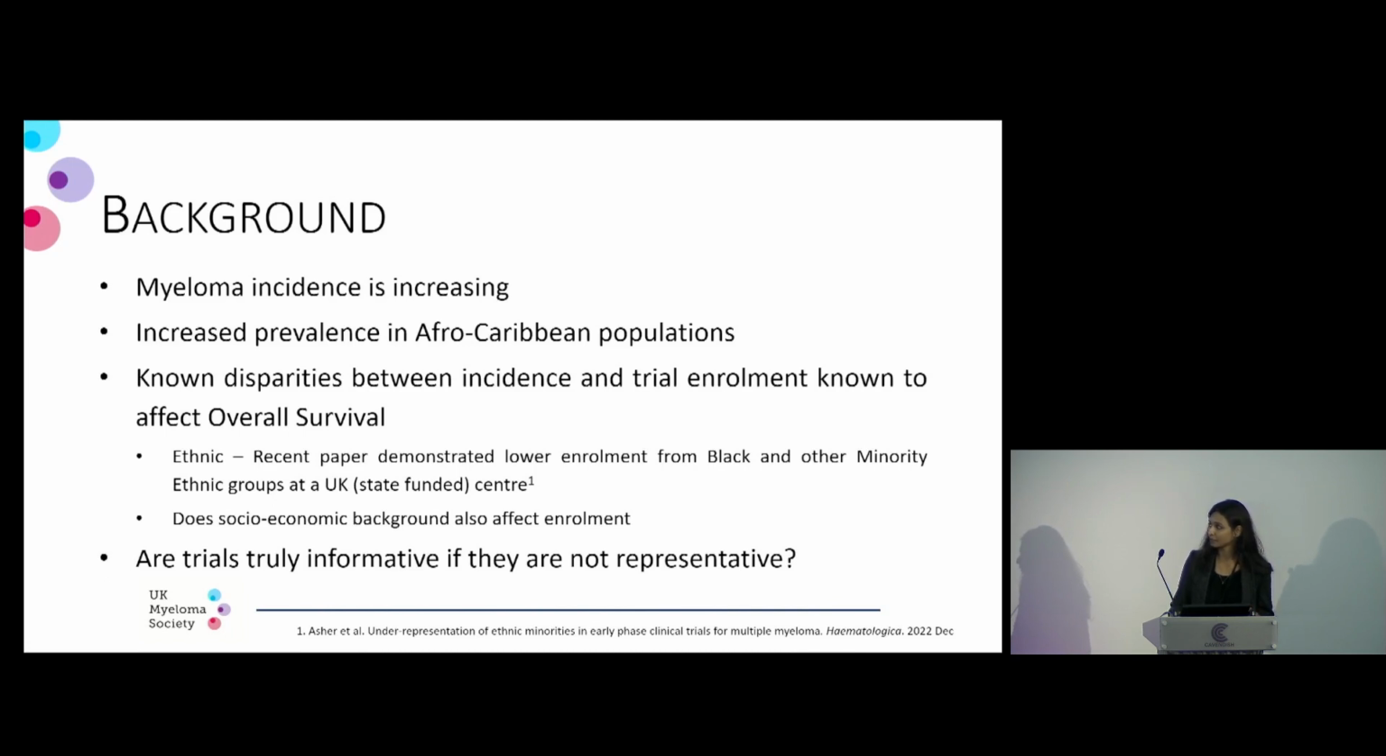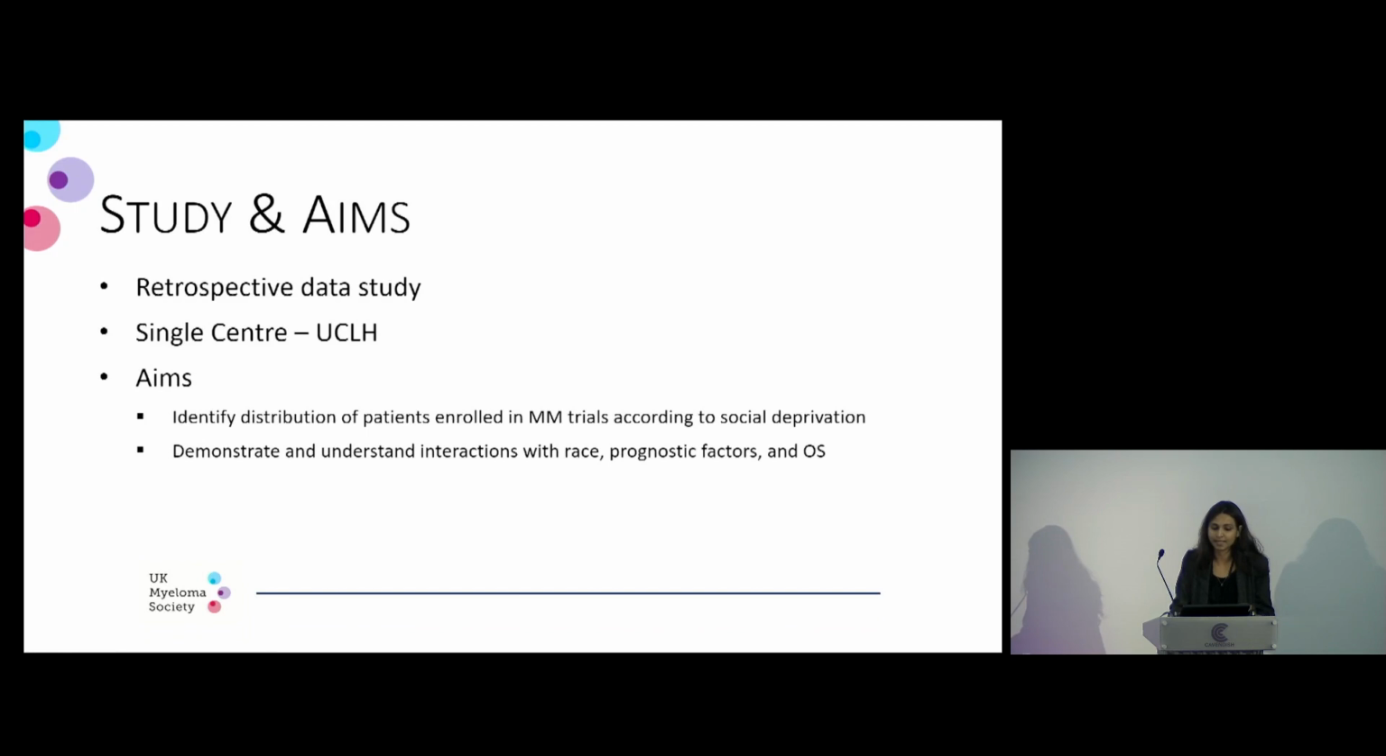In this study, we wanted to see whether socioeconomic background also affected enrollment. The question being, are trials truly informative if they're not representative of the population? The study was a retrospective data study focused on a single centre, UCLH. We aimed to look at the distribution of enrollment of patients into multiple myeloma trials by social deprivation indices, and how this affected prognostic factors, particularly overall survival.